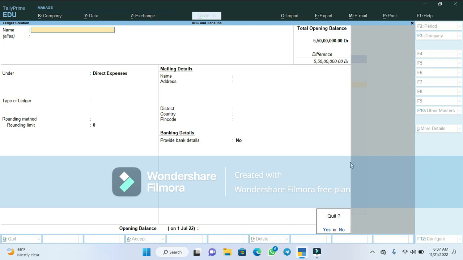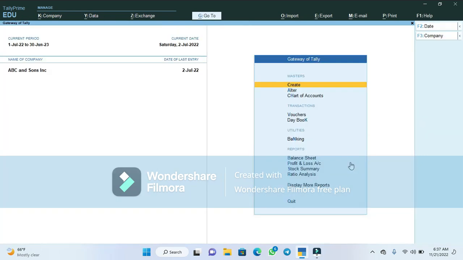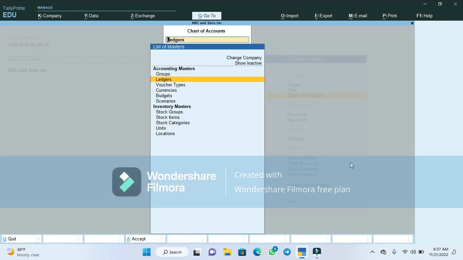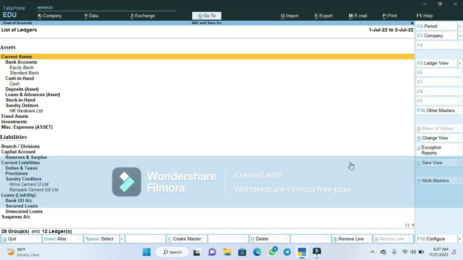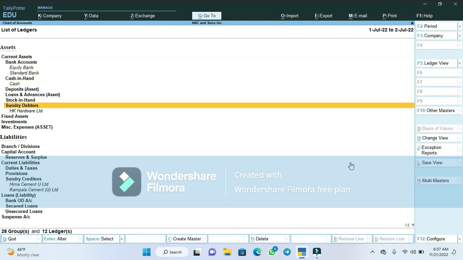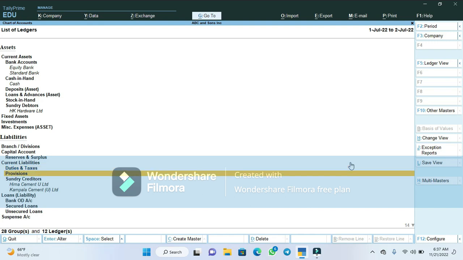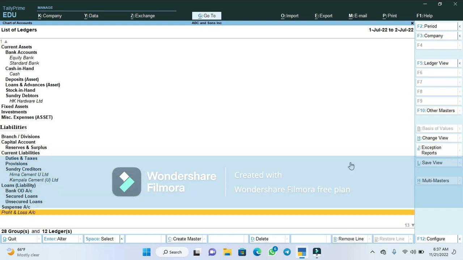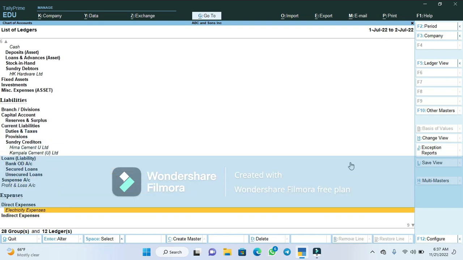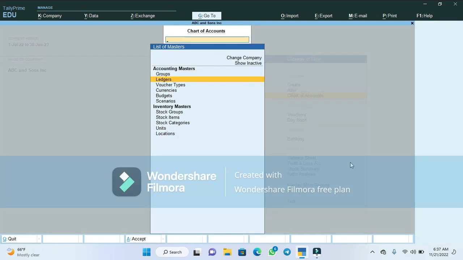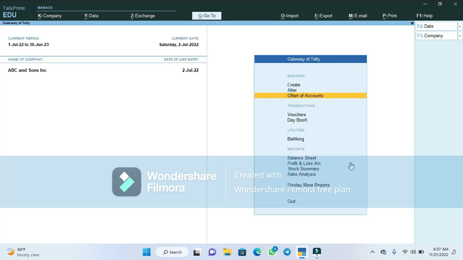So we escape and go back to the gateway of Tally. Now in our chart of accounts, under ledgers, let's look for the account we've created, electricity expenses. It's there, we've confirmed. Let's go back to the gateway of Tally. After confirming, let's go to the payments by clicking V or coming to vouchers and enter.